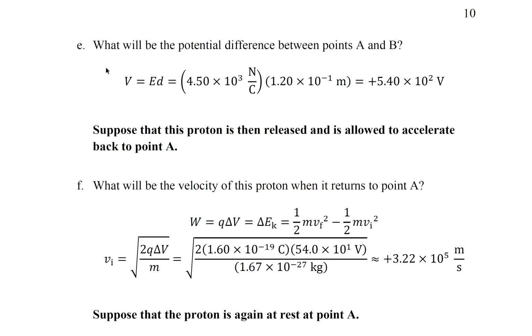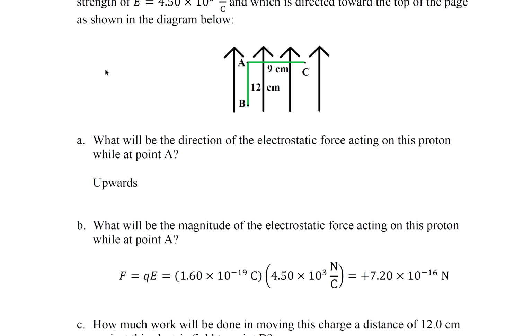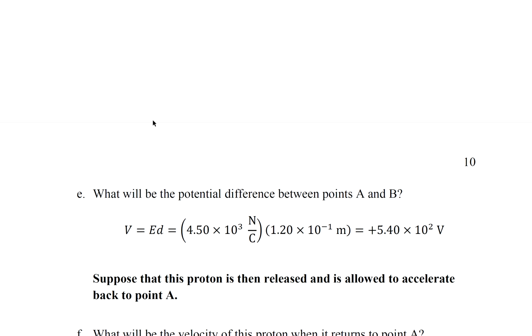Part E, what will be the potential difference between points A and B? So V equals ED. And the distance between A and B is 12 centimeters.